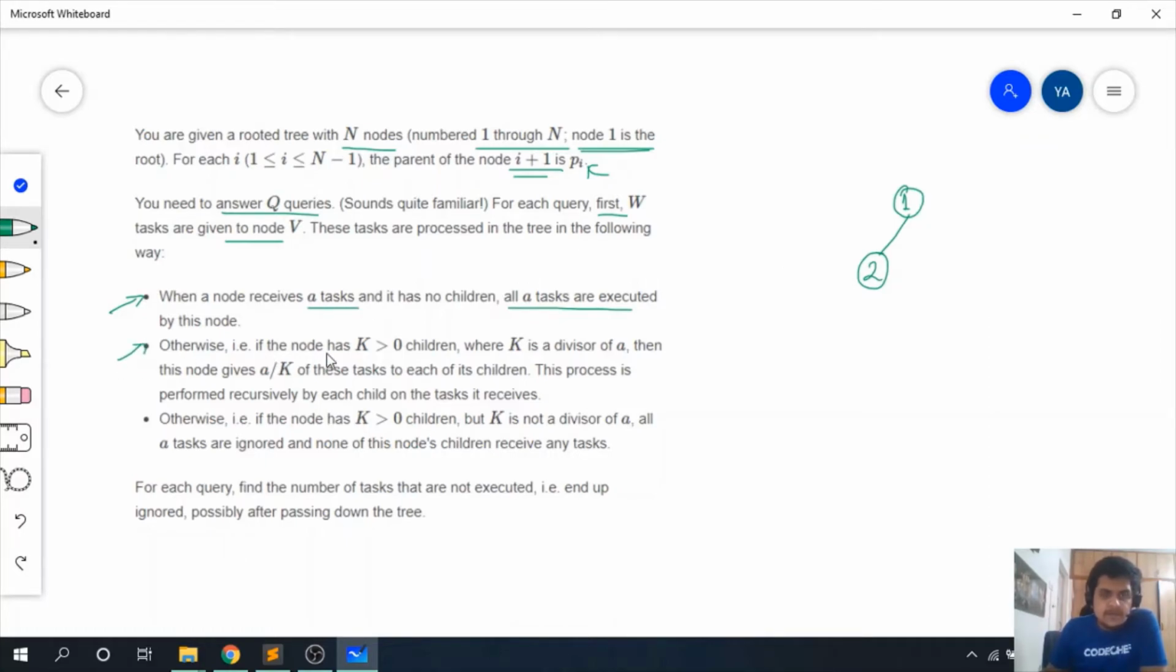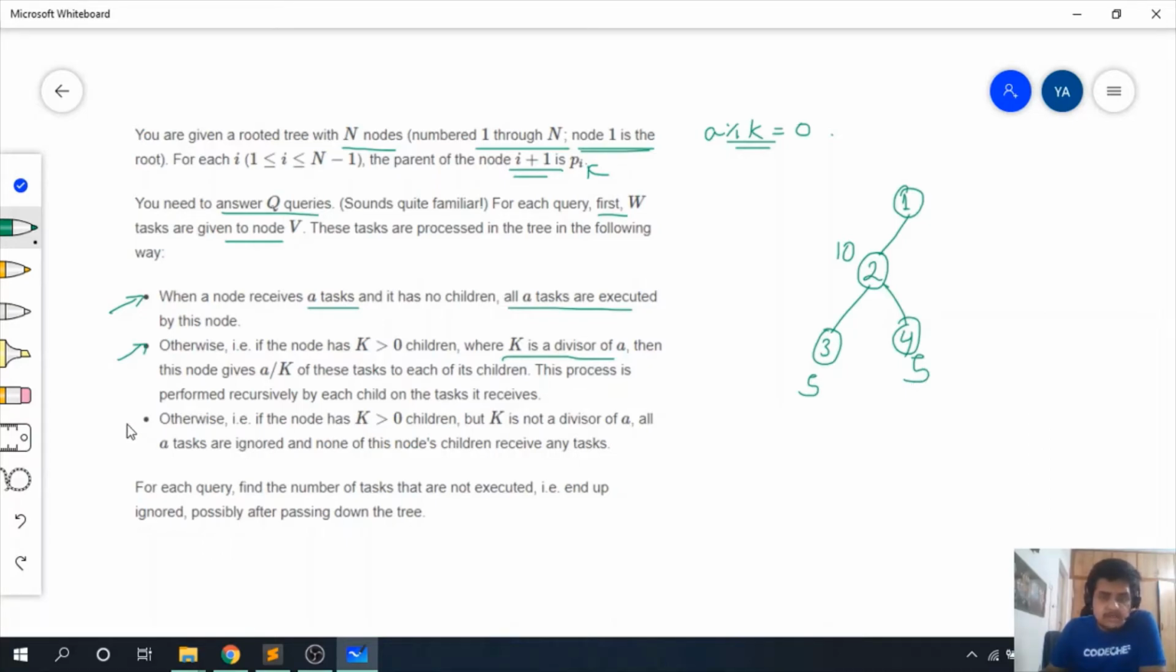Now, if the node has k greater than 0 children, so a positive number of children, and k is a divisor of A, so A percent k is equal to 0, this condition holds. Then this node gives A by k of these tasks to each of its children. So let us consider something like this. Let us say node 2 gets 10 tasks. Now it distributes 5 tasks to node 3 and 5 tasks to node 4.